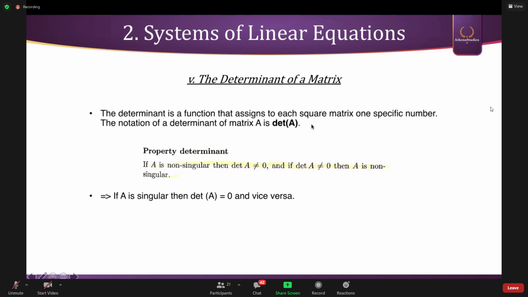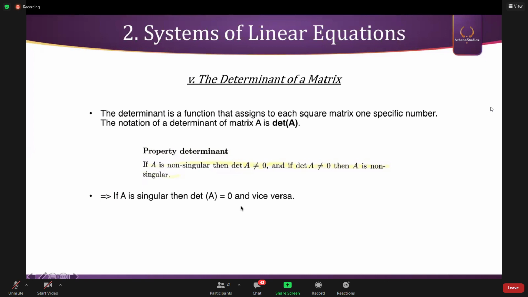The notation of the determinant is that of the name of the matrix, and it's got a few properties. And here we make the connection with the inverse of the matrix. For a non-singular matrix A, so a matrix that is invertible, we know that the determinant has to be different from 0. And if the determinant is different from 0, then we know that that matrix is non-singular. What can we deduce from here? That if A is a singular matrix, then its determinant will be equal to 0. Therefore, it will not be invertible.